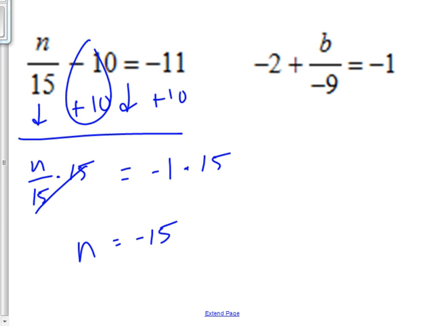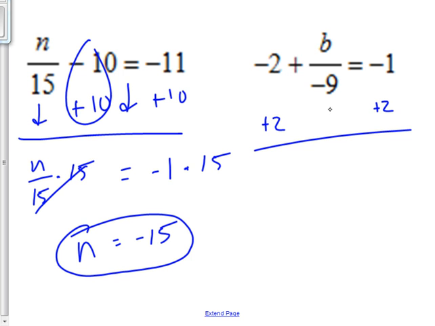Now I'll go ahead and just check that. Negative 15 divided by 15 is negative 1, and then minus 10 would give us negative 11. So that does work. Negative 15 is our answer. Always check it before you circle. Okay, again, here the variable is on the left, so I need to get rid of this 2 first because this is division. I do that later. So let's add 2 to both sides.